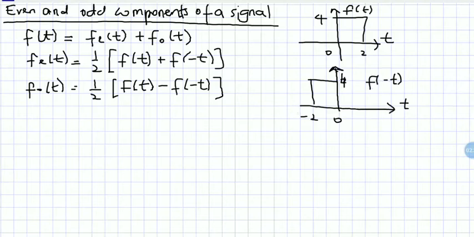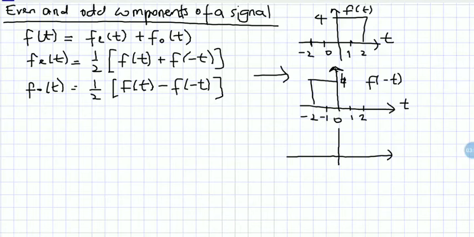Now, if we want to find the even component, we need to find f(t) plus f(-t) and then divide it by 2. So let's do that. So that means we have a signal that looks like this. How do we find it? We need to go from left to right to make it easier for you. If we look from left to right, at this point for f(t), there's nothing there, right? This is point minus 1, this is point 1, this is point 2. Okay, let's take that point by point.